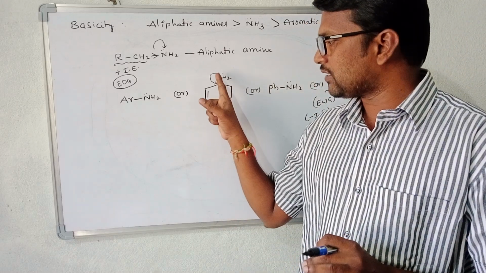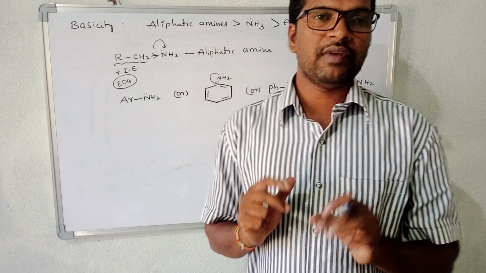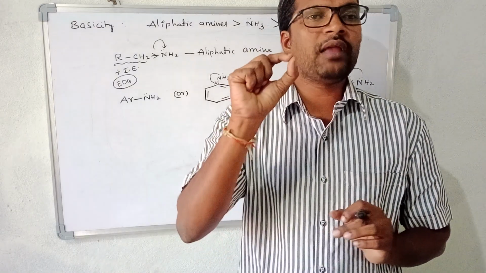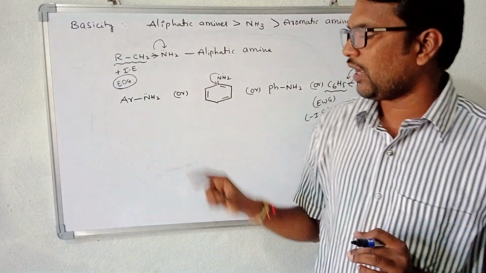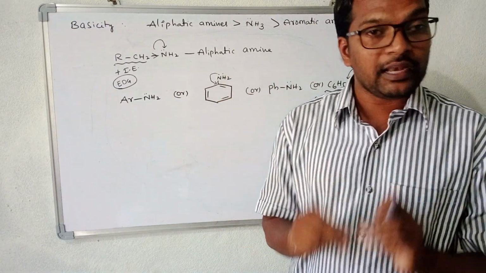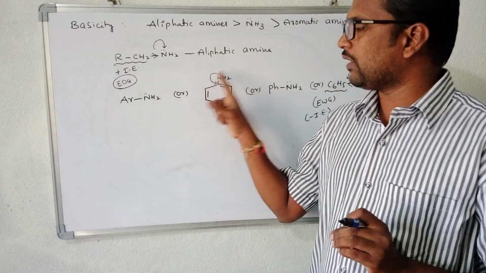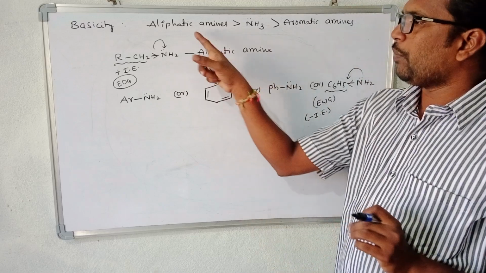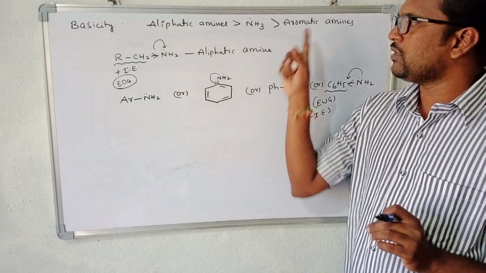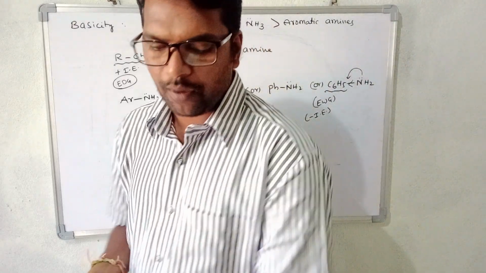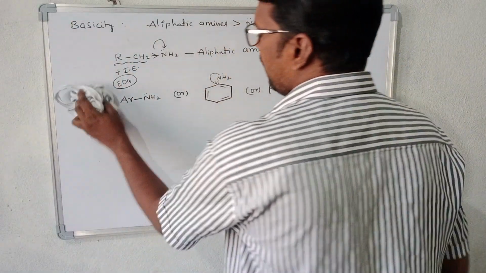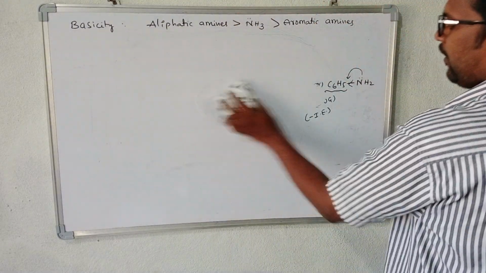In that resonance, this electron pair is involved. When you take an aromatic amine, the lone pair present on the nitrogen atom is involved in resonance structures. That is why the electron pair is not freely available, so it does not easily donate that lone pair. That's why aromatic amines are less basic than aliphatic amines. So it is a comparison between aliphatic and aromatic.